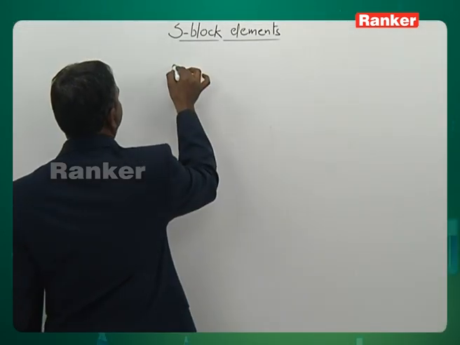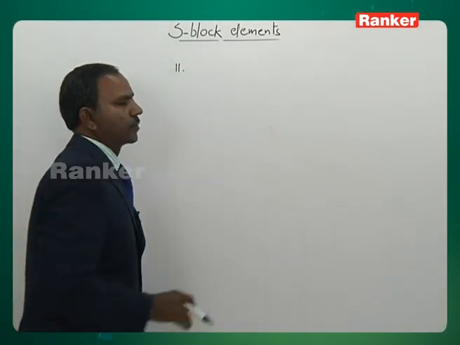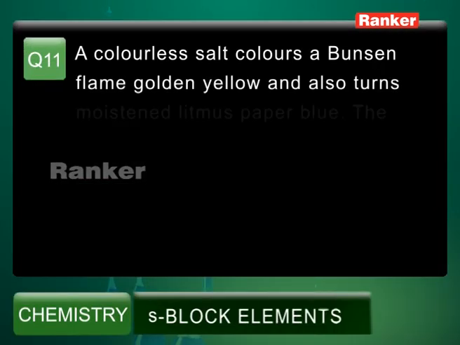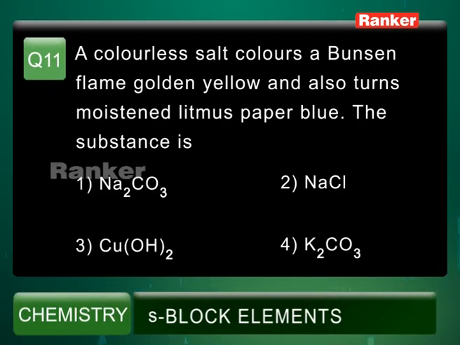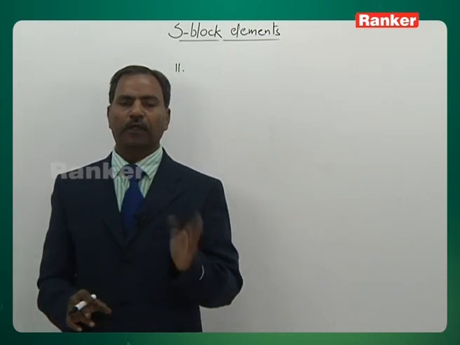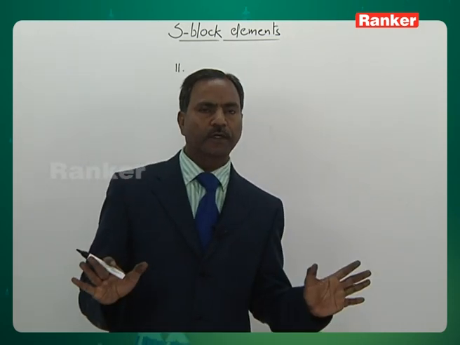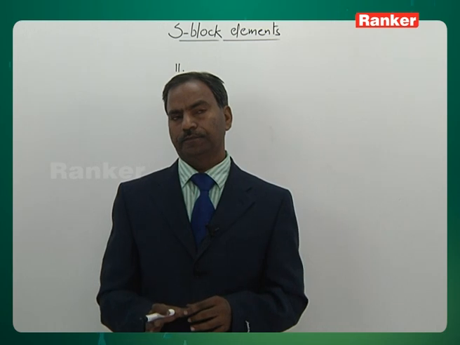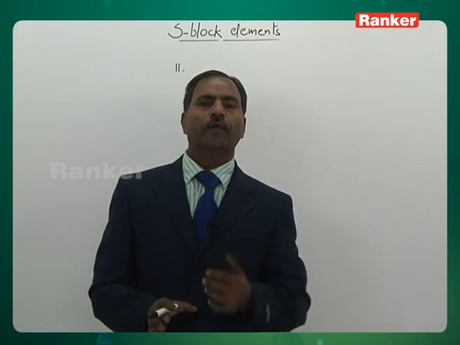Coming to question number 11. A colorless salt colors a Bunsen flame golden yellow and also turns moistened litmus paper blue. This substance is... It is actually giving a golden yellow color in the Bunsen flame. We can simply say it's a sodium salt. Sodium only gives golden yellow color over the Bunsen flame.